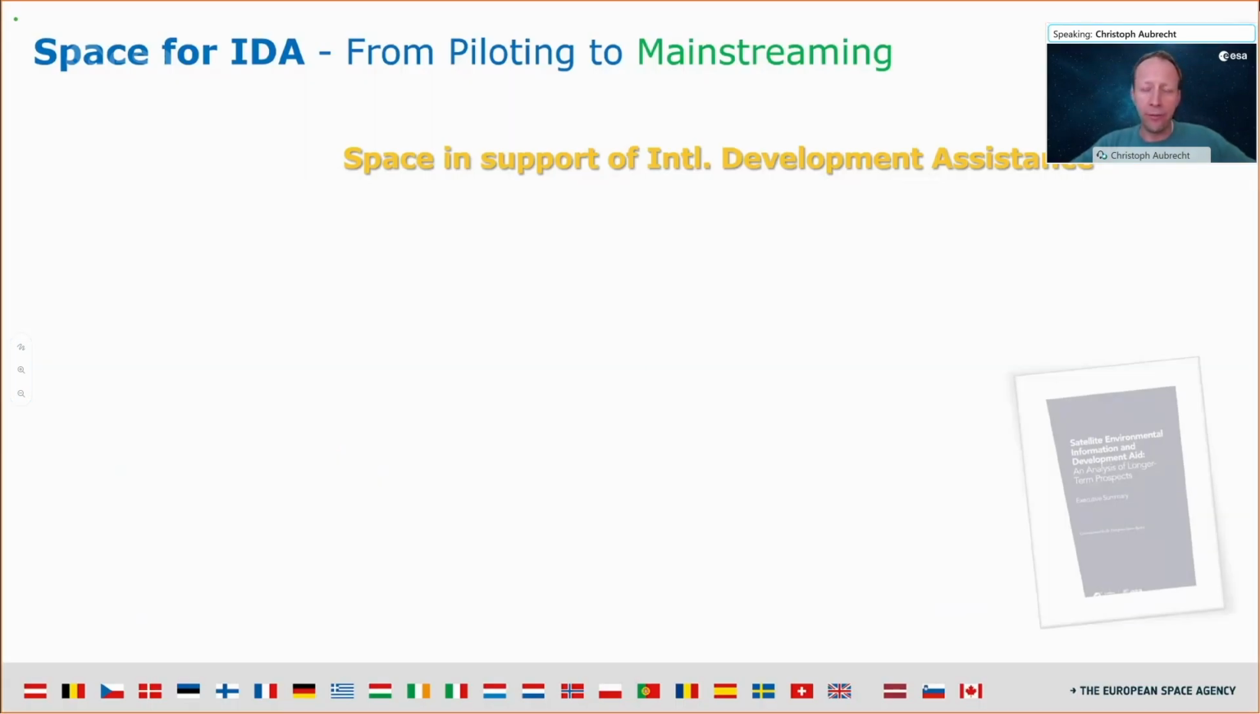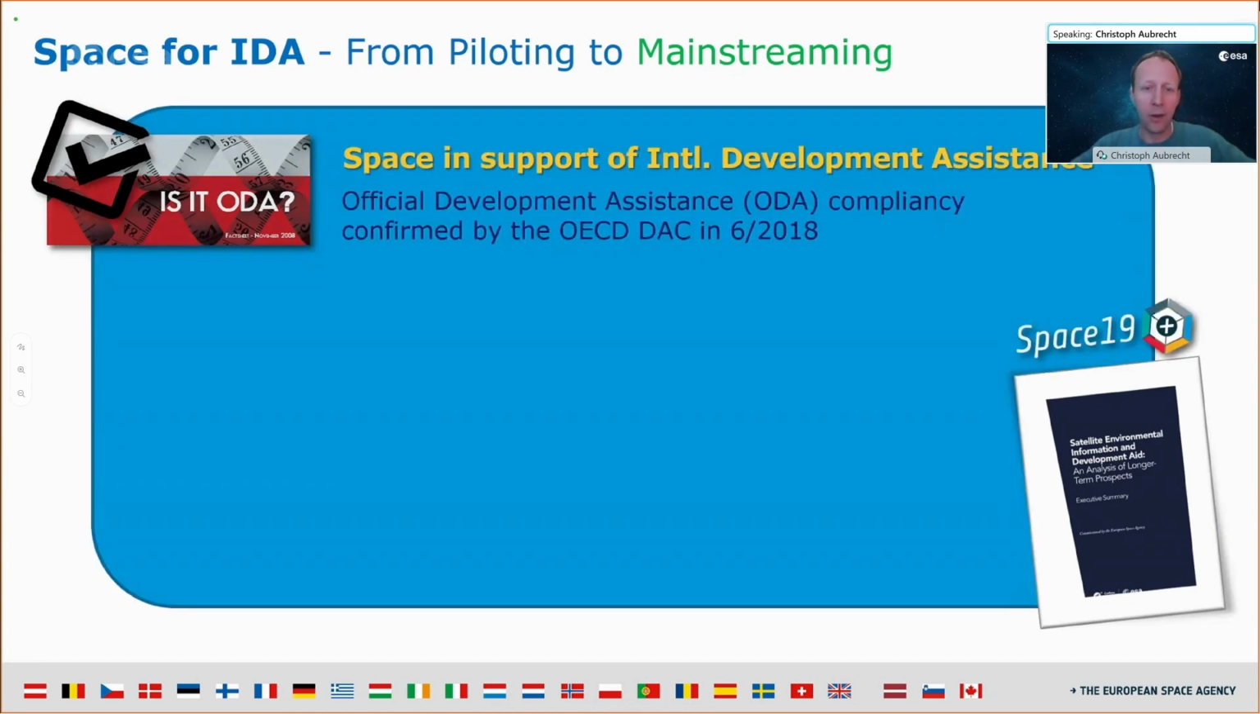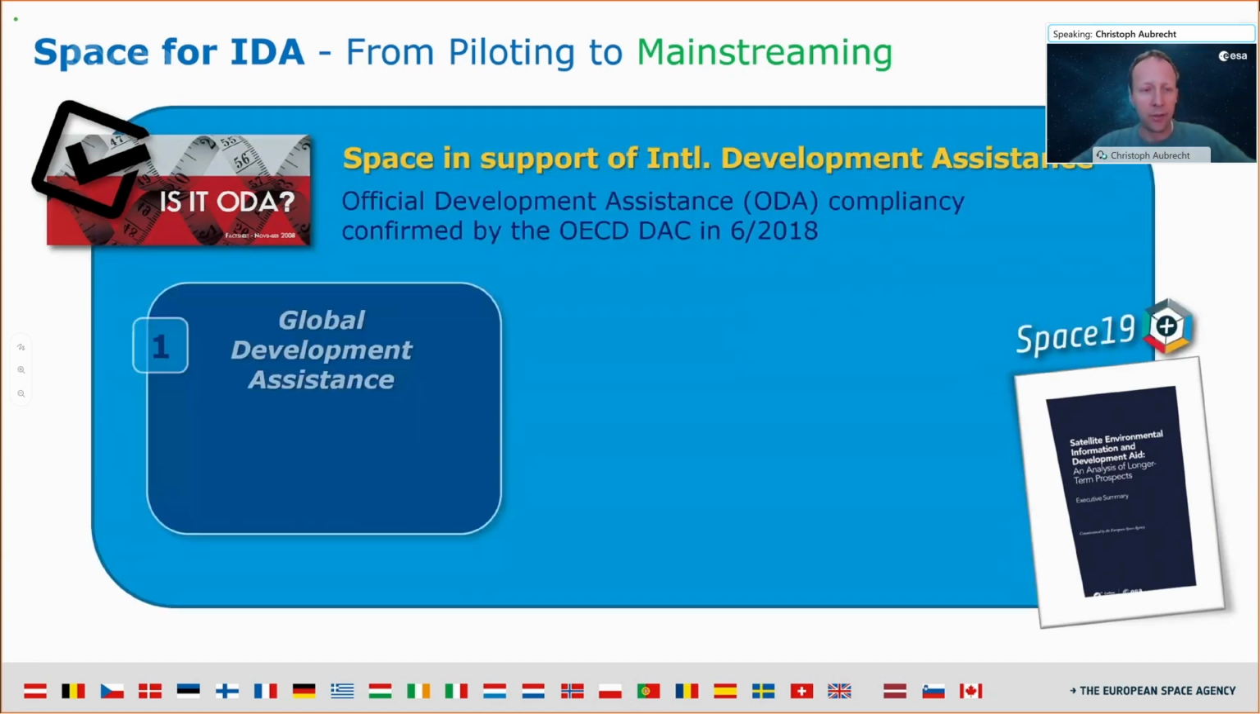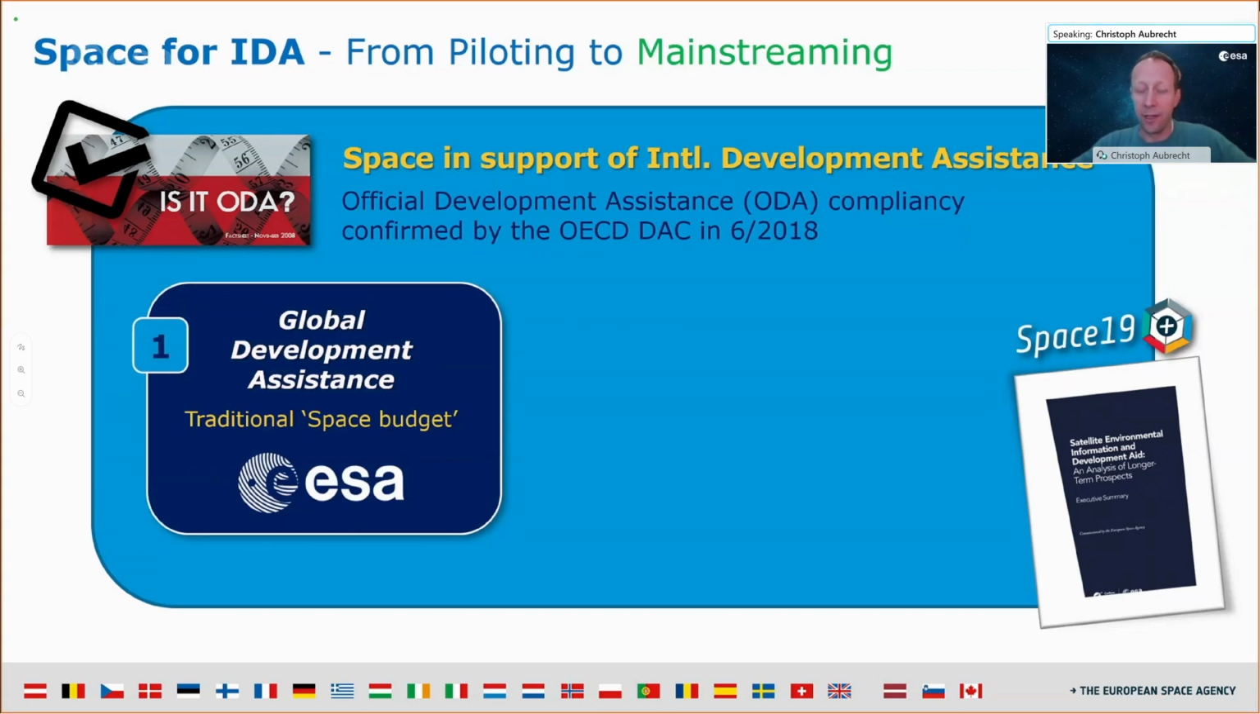So a brief scheme or framework of how Space for IDA is actually structured. First of all, we had to investigate whether the use of development finance for space applications is actually ODA compliant. ODA, standing for Official Development Assistance, is what basically all developed countries have committed to in a UN context. They commit to spending about 0.7% of their GDP annually on official development assistance, but there are clear regulations on what actually counts as official development assistance.